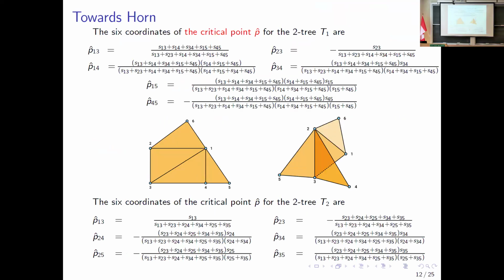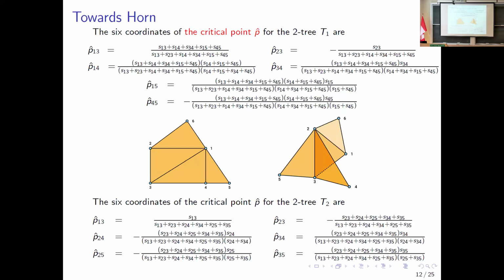And now here are the critical points. So for example, for this one, you calculate it, and here is the unique critical point. So P1, 3, this is the estimates. This is the unique critical point written as a rational function. These are, of course, scale invariant, so they're homogeneous rational functions of degree 0. And the first one, these are the 6 relevant coordinates for the critical point here. And then down here, you have the 6 relevant coordinates for the critical point down there.